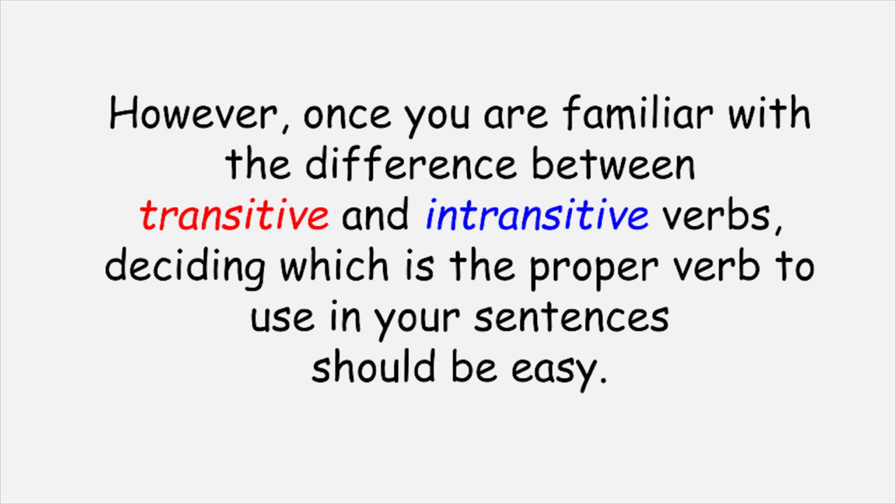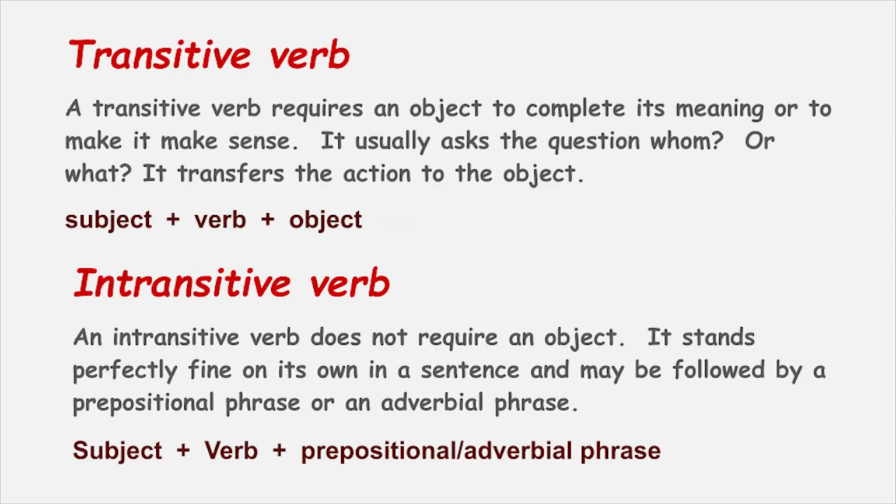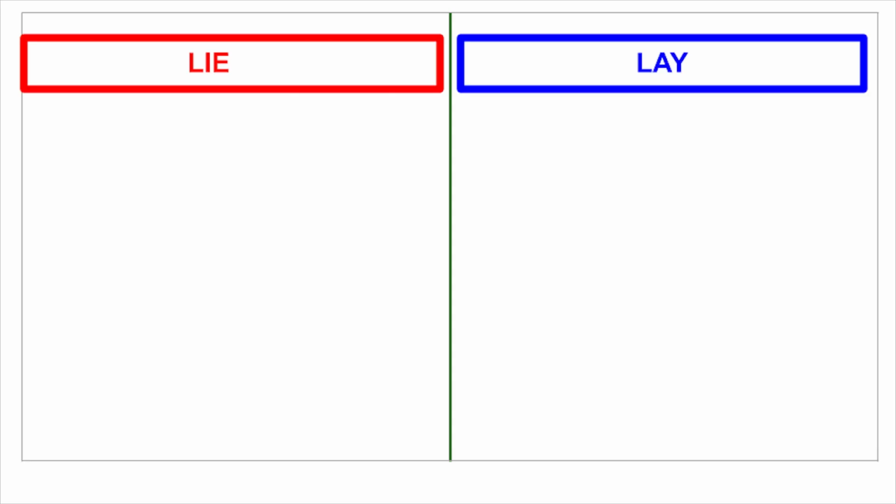In my last video, you learned the difference between transitive and intransitive verbs. Let us do a quick recap. A transitive verb requires an object to complete its meaning or to make it make sense. It usually asks the question whom or what. It transfers the action to the object. An intransitive verb does not require an object. It stands perfectly fine on its own in a sentence and may be followed by a prepositional phrase or an adverbial phrase.